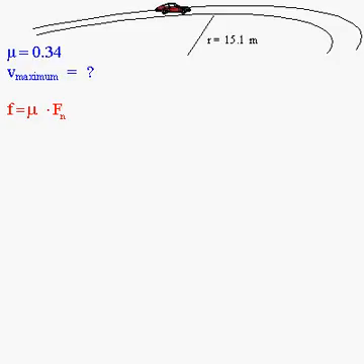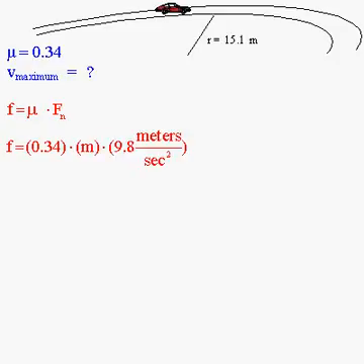So the frictional force is mu, which we already know, 0.34, times m times g, which we also know, 9.8 meters per second squared. If we deal with both of the numbers in this problem, 0.34 times 9.8, we find that friction is 3.3 meters per second squared times m. Unfortunately, we don't know m, so we don't exactly have a number for the frictional force. However, that's not stopped us before.